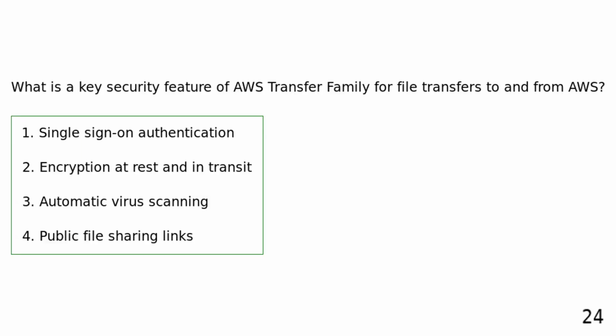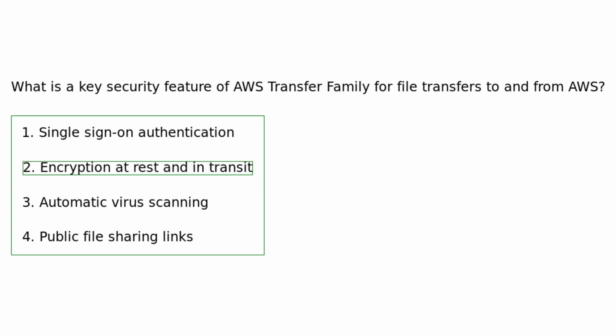What is a key security feature of AWS Transfer Family for file transfers to and from AWS? Single sign-on authentication. Encryption at rest and in transit. Automatic virus scanning. Public file sharing links. Encryption at rest and in transit is a key security feature of AWS Transfer Family, ensuring that files are secure during storage and transfer.